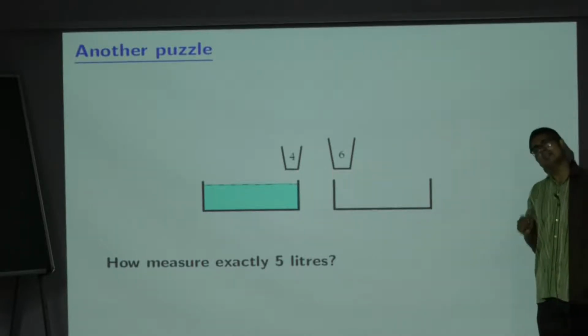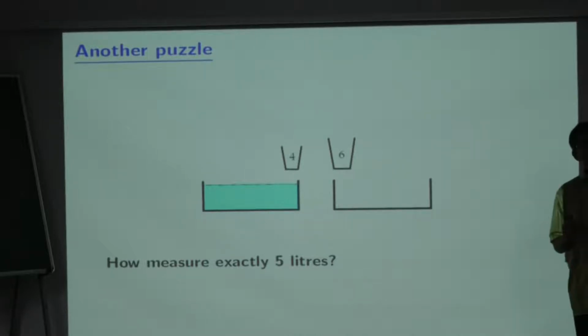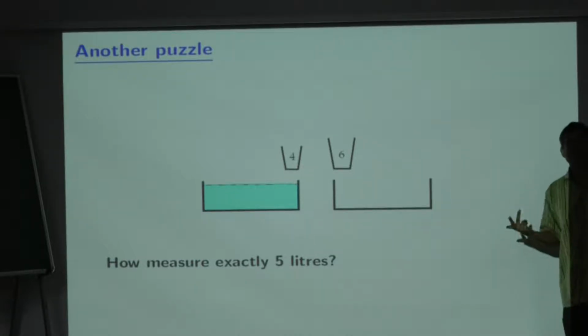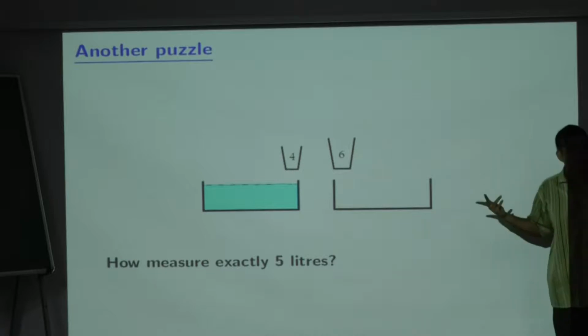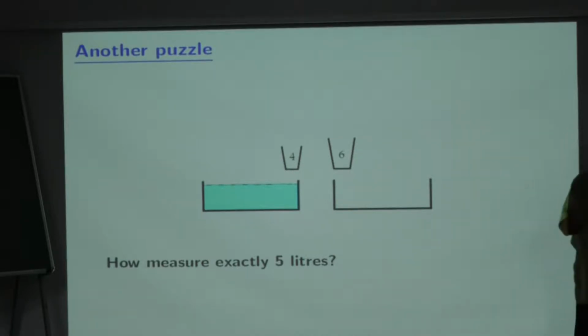Is it true that all even numbers are possible? For example, 200 liters, can you do 200 liters? How? 6 minus 4 is 2, so... Right. So since we know 6 minus 4 is 2, just go on repeating this 100 times. Pretty boring. I am not saying this is the most efficient way of doing things, but you can achieve it.